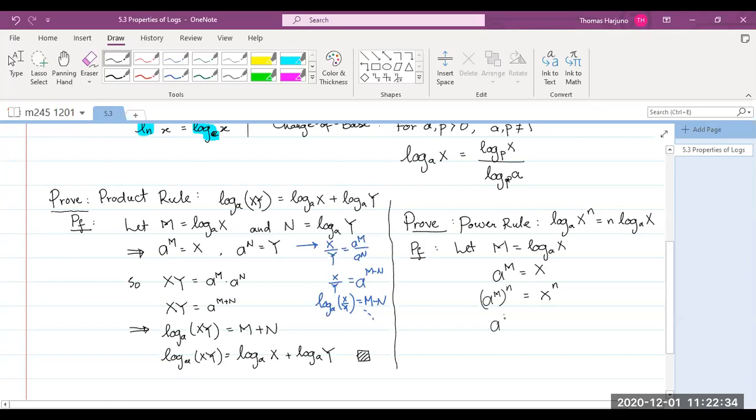This is a to the n times n. That's the power rule from exponent. Now then, notice that this is the base, this is the solution, later on that will be the argument, and this is the exponent. So when I change it back into log form, this is log base a of x to the n equals n times m, which gives us, if I substitute that m back, n times log base a of x. That's the end of the proof.